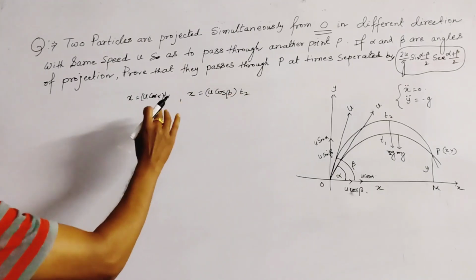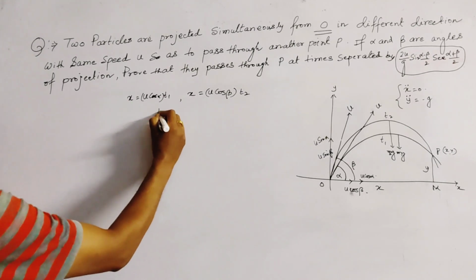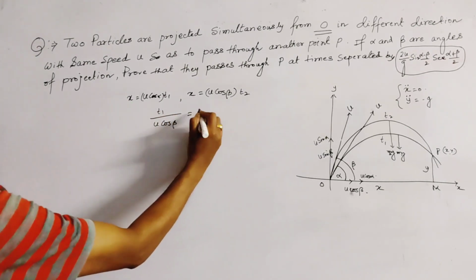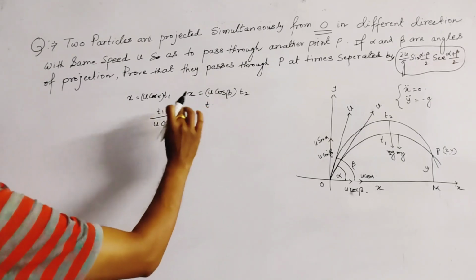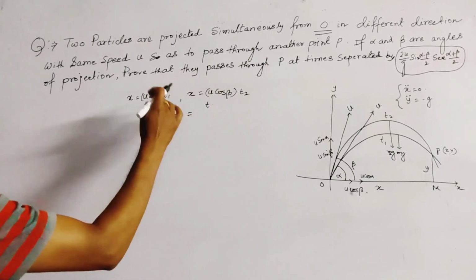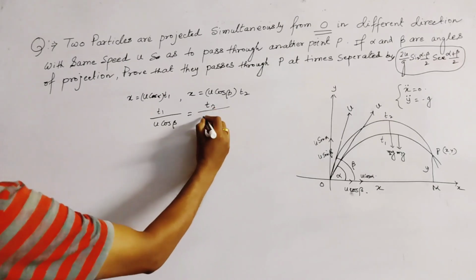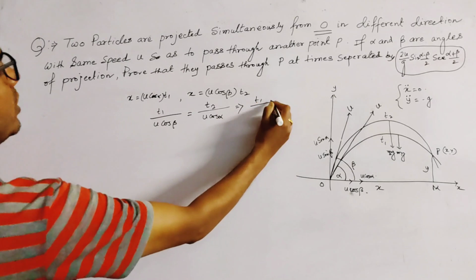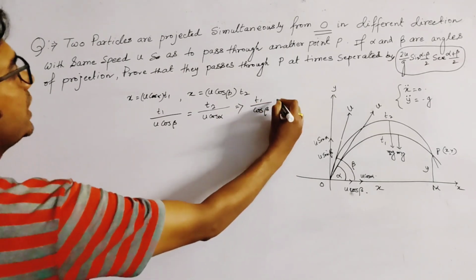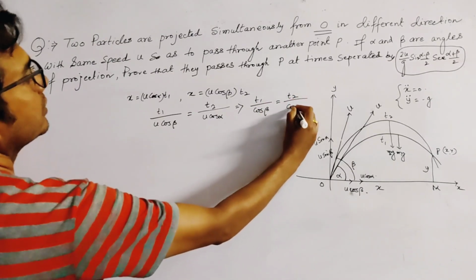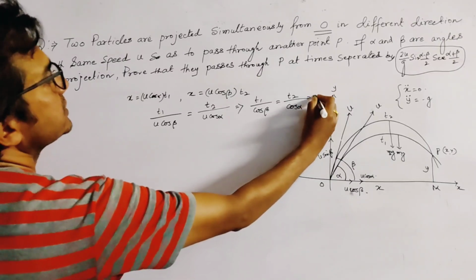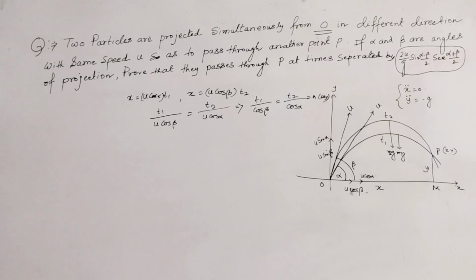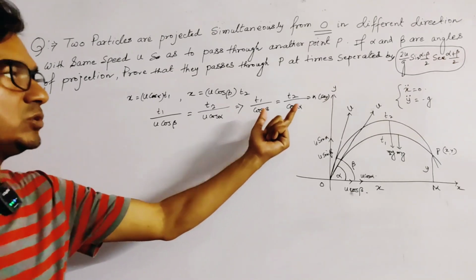And from these two relations, by equating, we get t1 by u cos beta equals t2 by u cos alpha, or we get t1 by cos beta equal to t2 by cos alpha, and this is k, we say here. We let k be a constant, because the two ratios are the same.